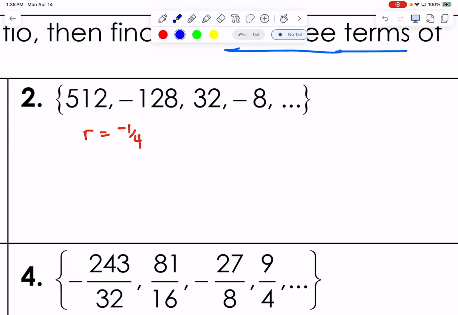Everybody look. Stop a second. It goes from 512 to negative 128. You can't just multiply by a fourth. You've got to multiply by a negative fourth, and that makes it negative.